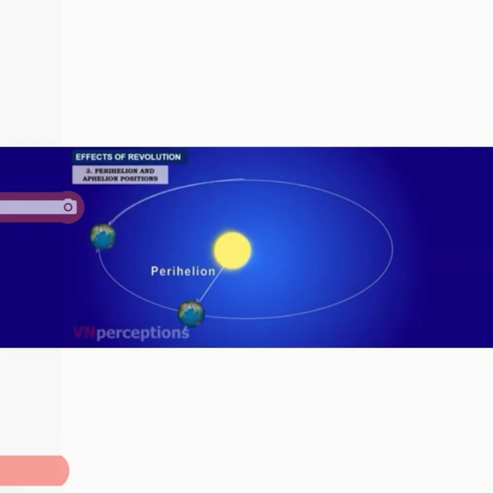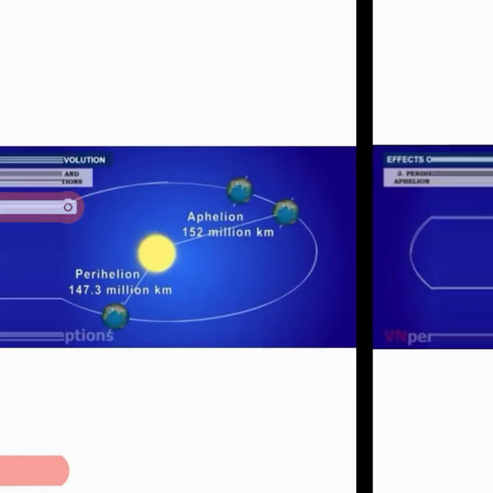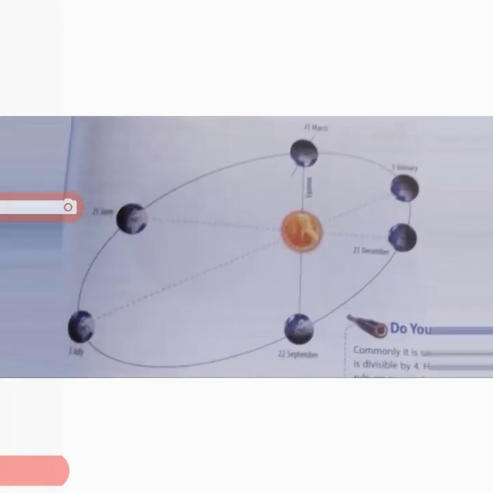When the Earth's elliptical orbit comes farthest from the Sun, it is called aphelion. What is it, children? Aphelion. And the distance is 152 million kilometers. Here in this picture we can see the Sun is not at the absolute center of the Earth's orbit.